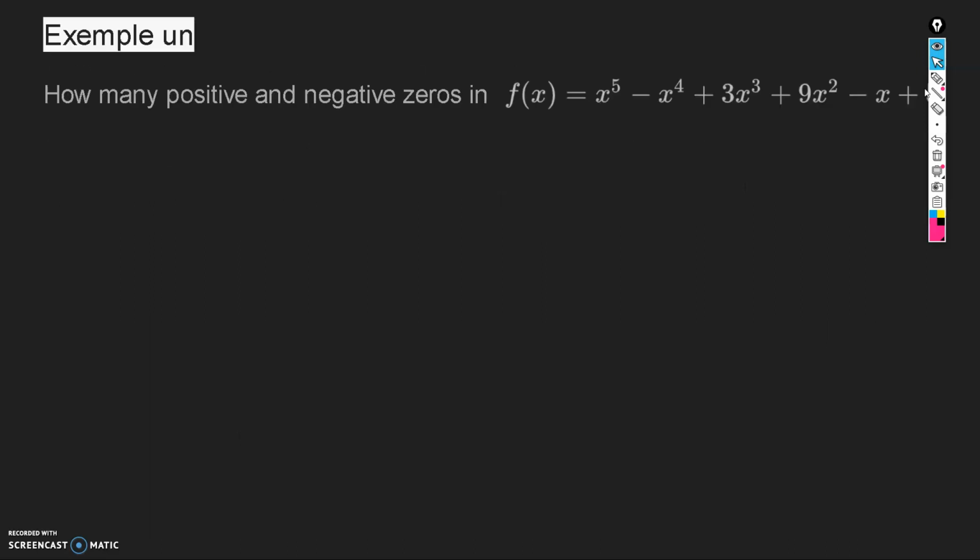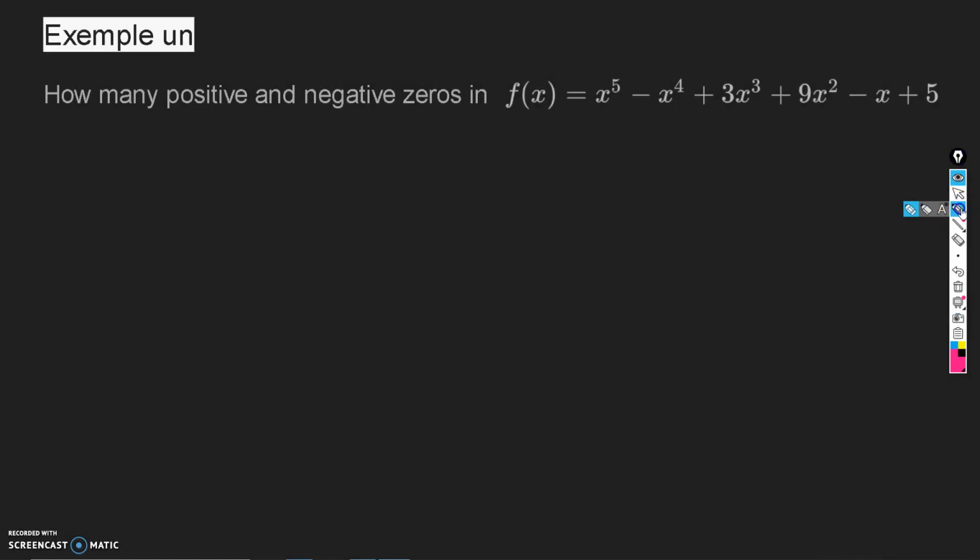Okay, so let's see an example. Example 1, since Rene is French, we are going to do French. So how many positive and negative zeros are in this particular polynomial? Well, the first thing we're going to do is count the sign flips. Positive to negative, there's 1. Negative to positive, there's 2. Positive to positive, nope. Oh, there's a change, and there's a change. So that's 1, 2, 3, 4. So then there could be 4 or 2. This is what I mean by multiples of 2 less. Now we're just going to count down by 2. So there could be 4 or 2 or 0 positive zeros. So that's how many positive there could be.